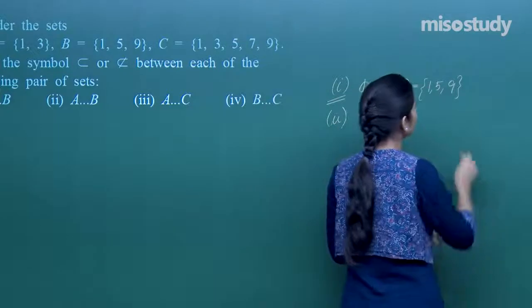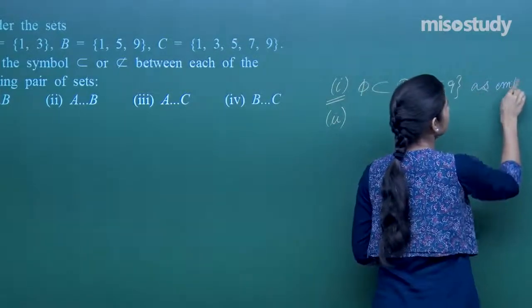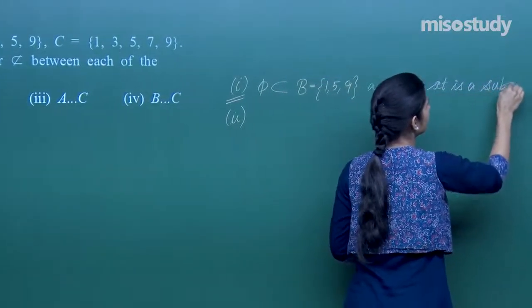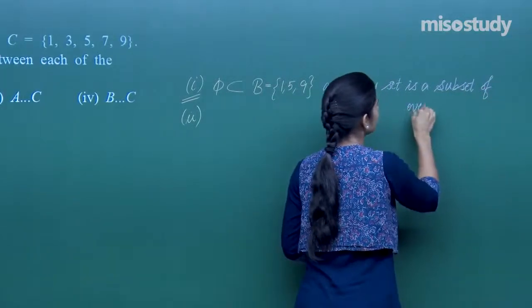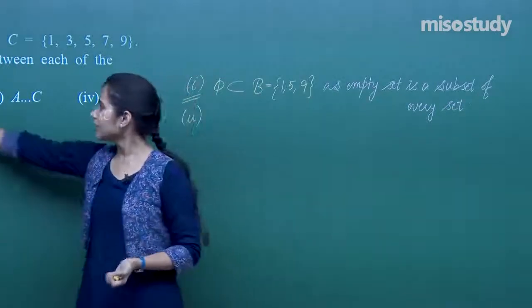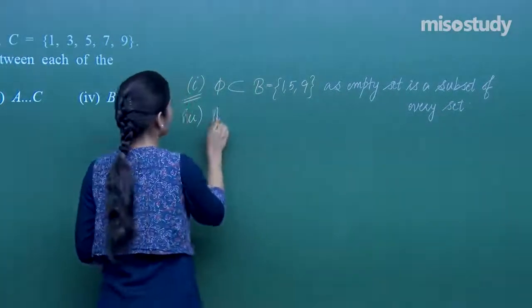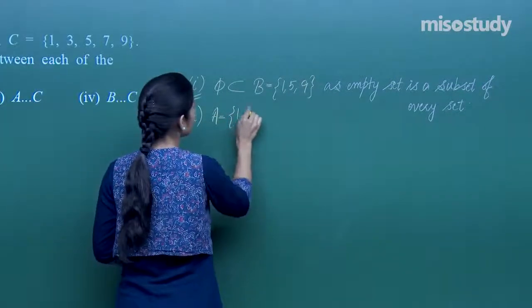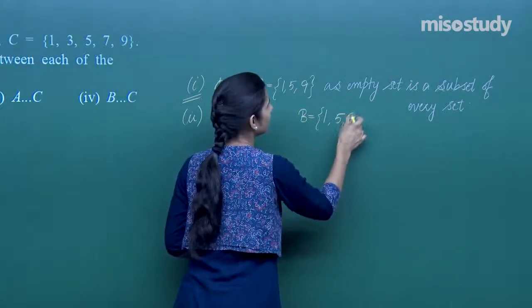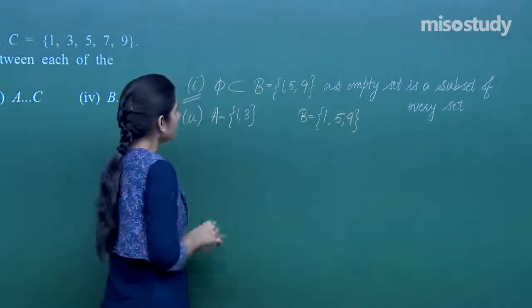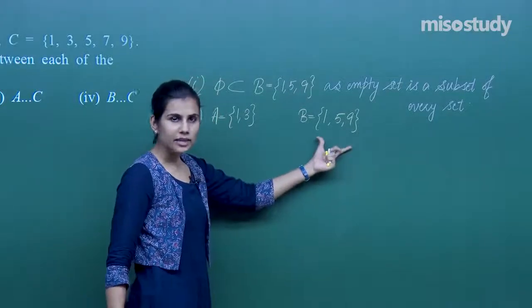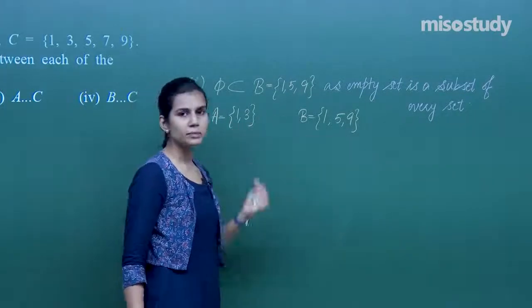You can write over here, obviously you have to write, empty set is a subset of every set. Fine. Next we have A and B. So A, which is equal to {1, 3} and B, which is equal to {1, 5, 9}. Now, is A contained in B or A not contained in B? A will be contained in B if every element of A is also in B.